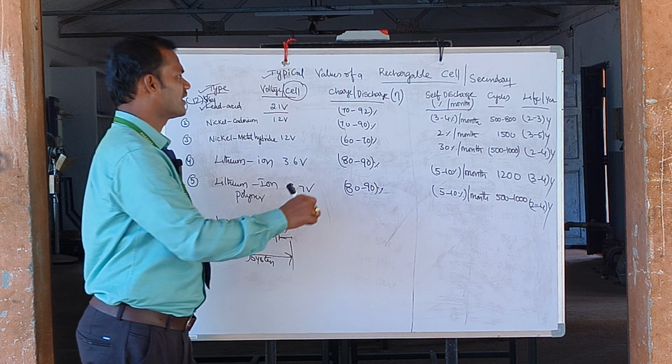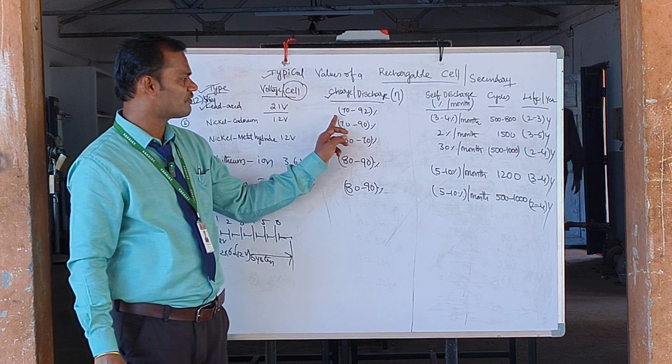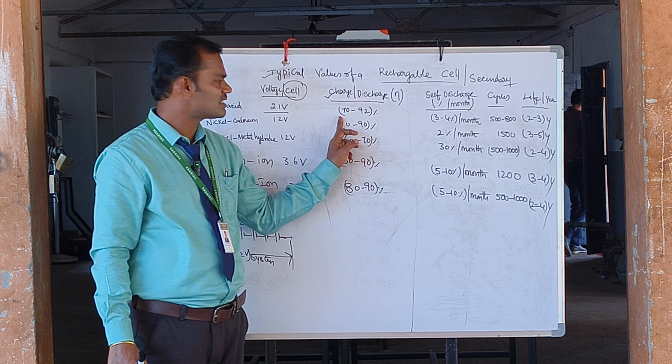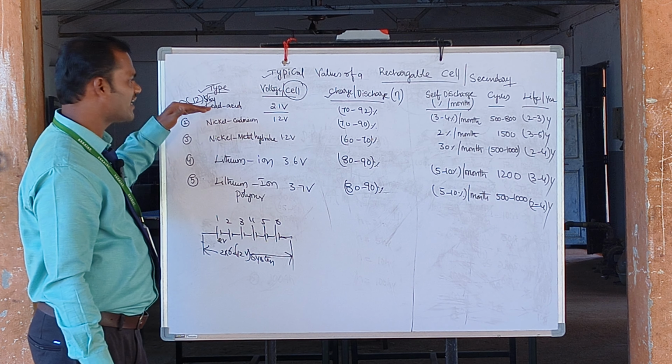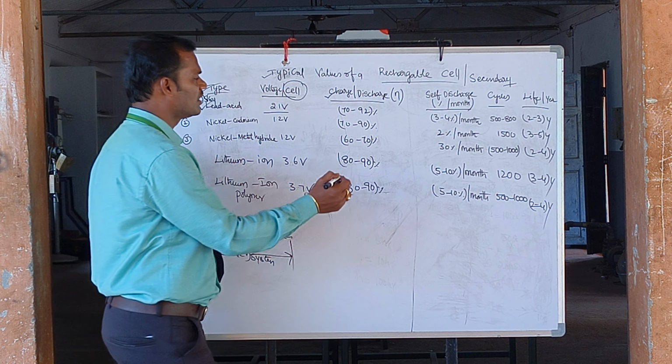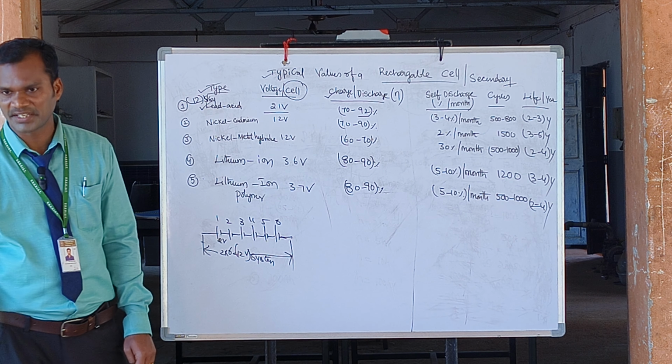Coming to the next one, already we discussed this previous to this class. What is the efficiency of a battery? It ranges from 60 to 70 in general, but especially for the lead acid battery you use at your house, maximum it can give 92% efficiency.